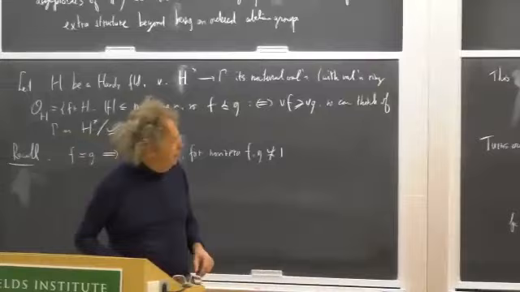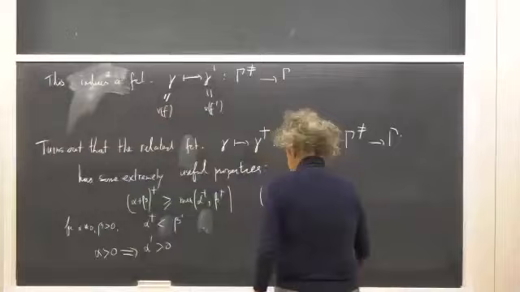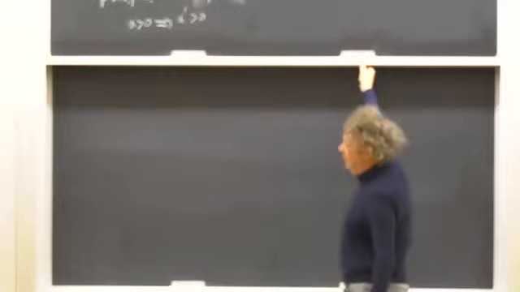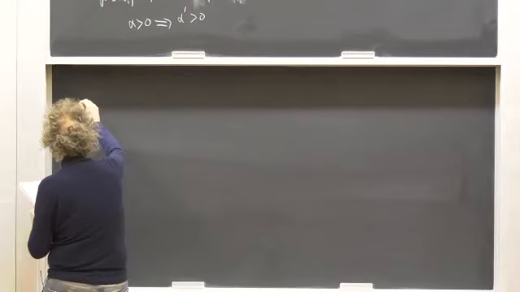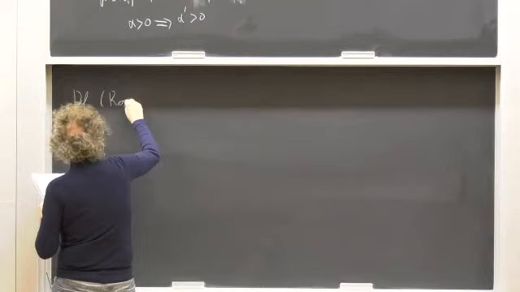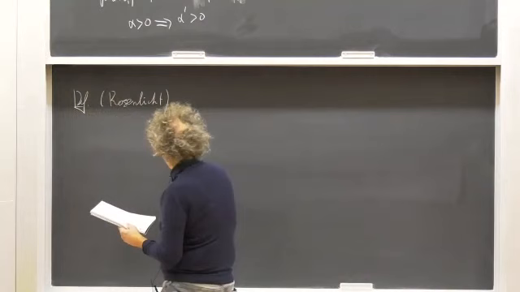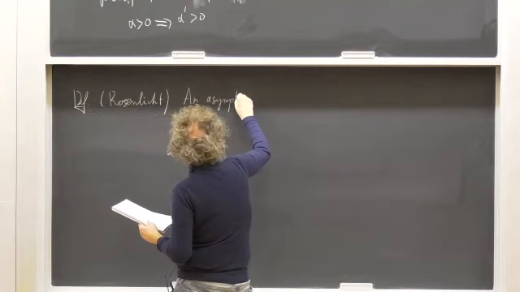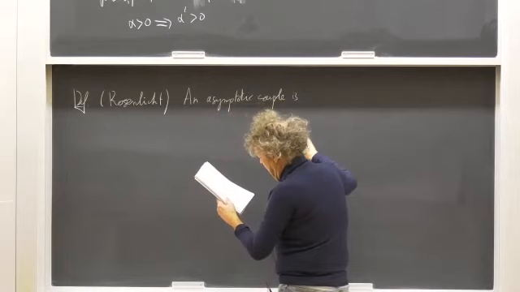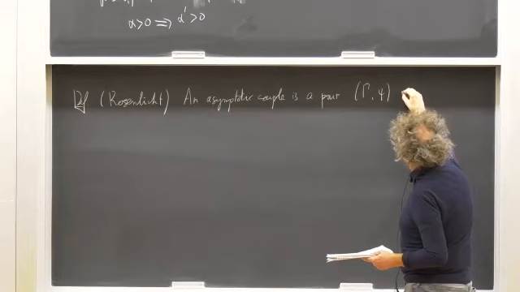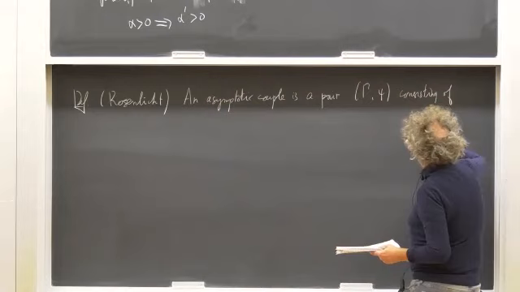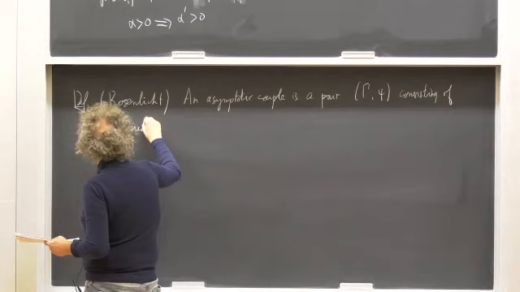Okay, so this leads to the general definition of an asymptotic couple, and it really pays off to develop the theory of asymptotic couples for its own sake for a while. So, definition, Rosenlicht. An asymptotic couple is just a pair gamma, psi, where gamma is an ordered abelian group, consisting of an ordered abelian group.